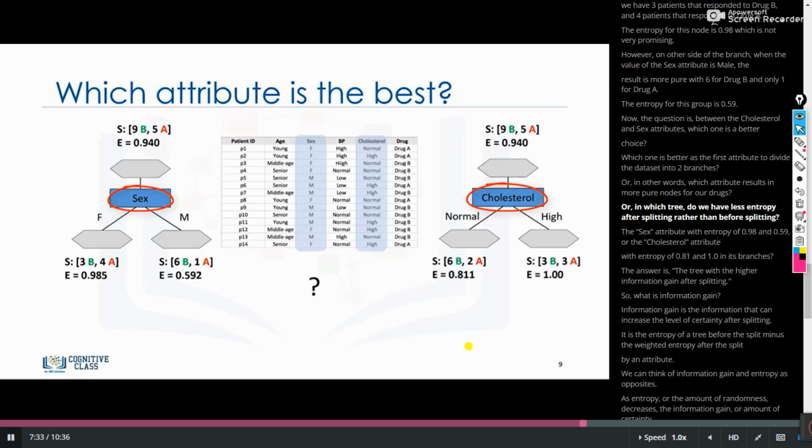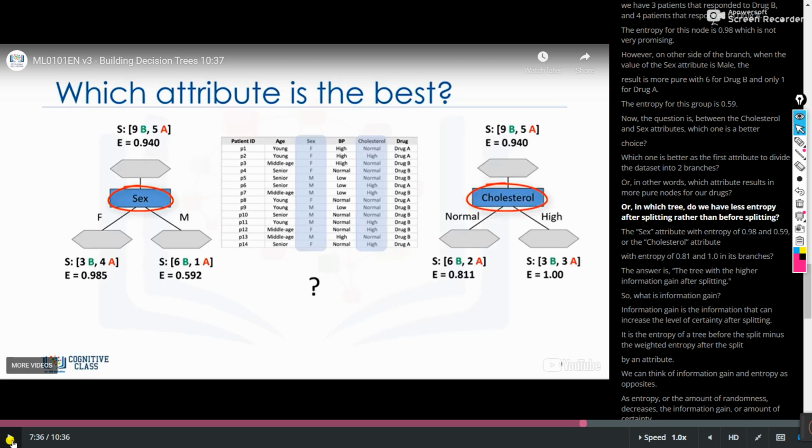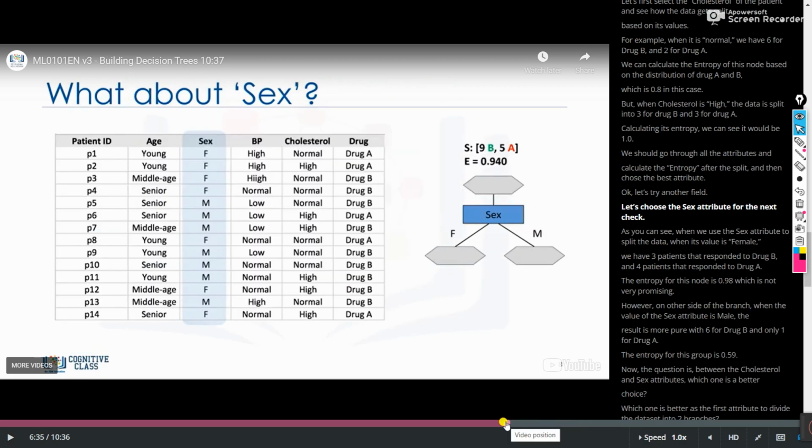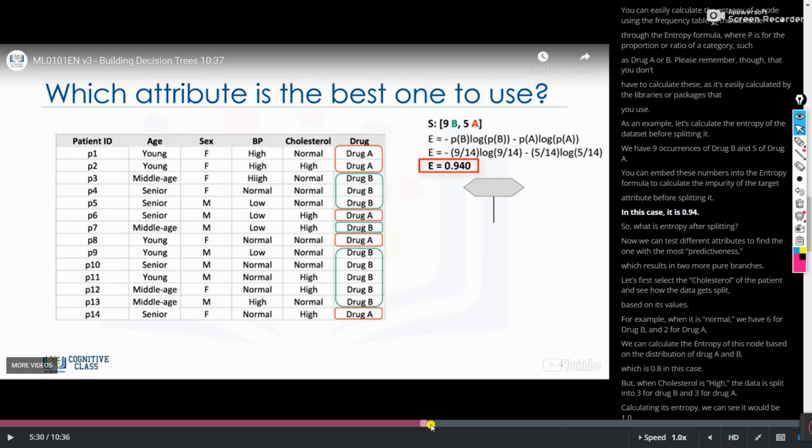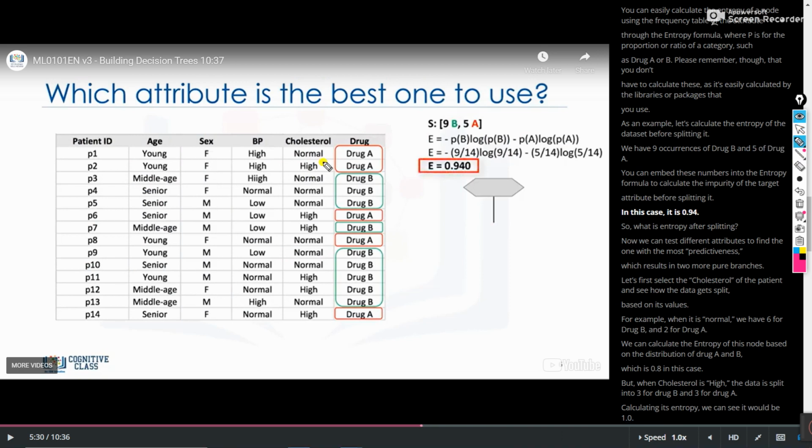How did they get the 6? Let me see. It says 6 B for cholesterol. So 1, 2, 3, 4, 6 B for cholesterol. How did they calculate it? Yes, cholesterol for normal. Just wait. So for normal, 1, normal A. So this is normal A. Normal A, only 1, 2.